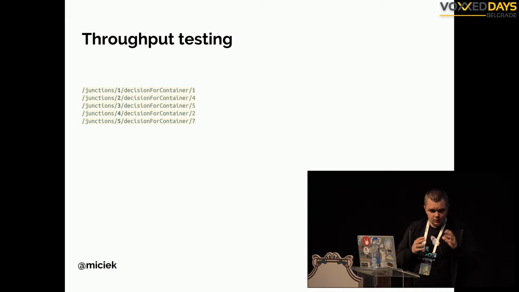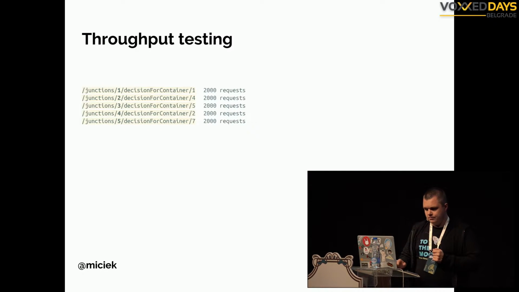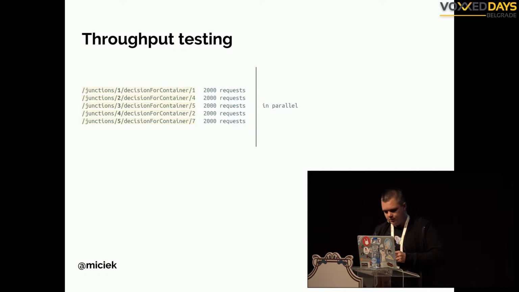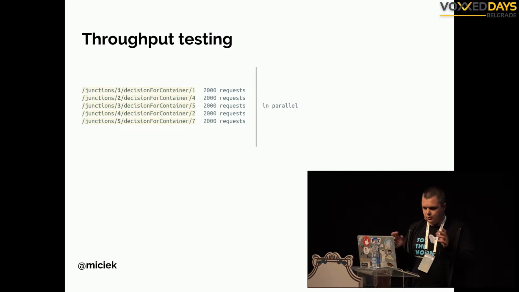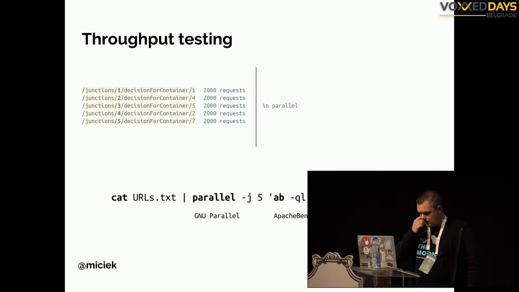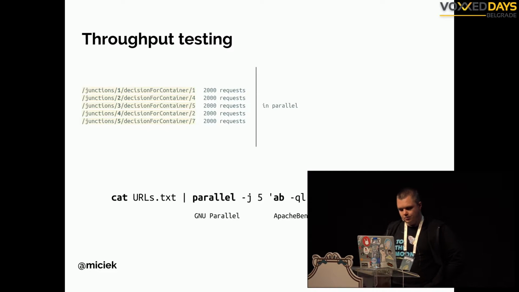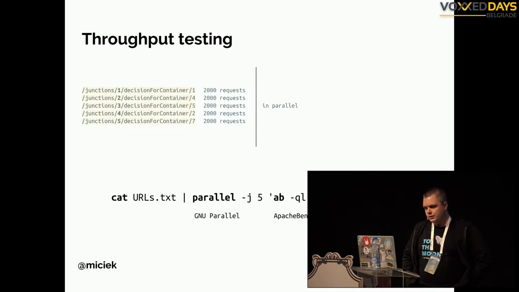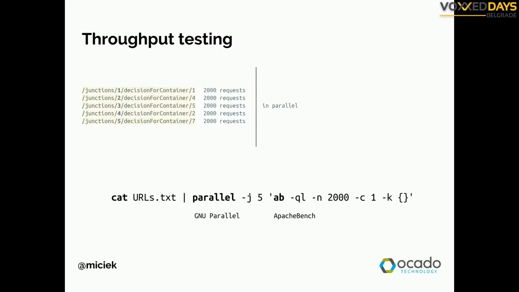And how to test it? We'll try to do 5 junctions in parallel, and each of the junctions will get 2,000 requests, and all of them will be in parallel. Okay, so in total there will be 10,000 requests. This bash command at the bottom is exactly what we see at the top. So what it does, it just sends 2,000 requests in parallel to those 5 endpoints.